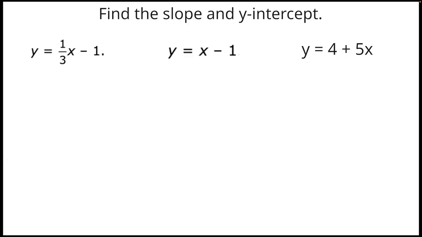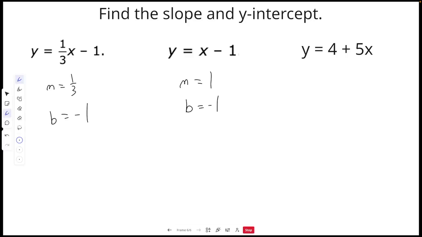Okay, now that you've had time to work these problems, let's check your solutions. For the first problem, you should have said the slope is 1/3, fractions are okay, and the y-intercept is -1. For the second problem, you should have said the slope is 1 because there's an invisible 1 in front of the x, and the y-intercept is -1. And for the last problem, you should have said the slope is 5 and the y-intercept is 4. Remember, they've switched it, so just be careful.